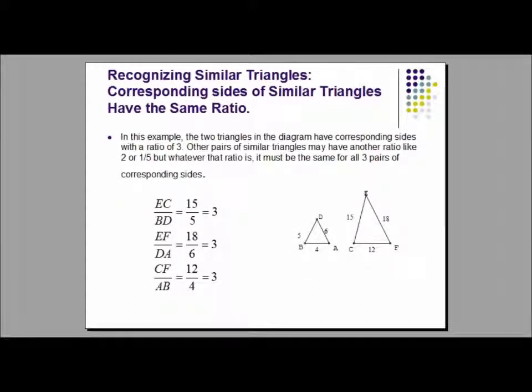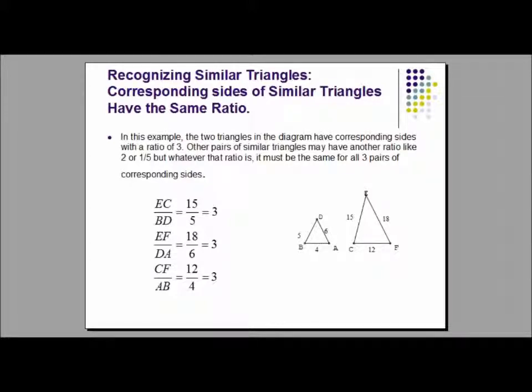Another way of recognizing similar triangles is that corresponding sides of similar triangles have the same ratio. In this example, the two triangles in the diagram have corresponding sides with a ratio of 3. Other pairs of similar triangles may have another ratio, like 2 or 1/5, but whatever that ratio is, it must be the same for all three pairs of corresponding sides.